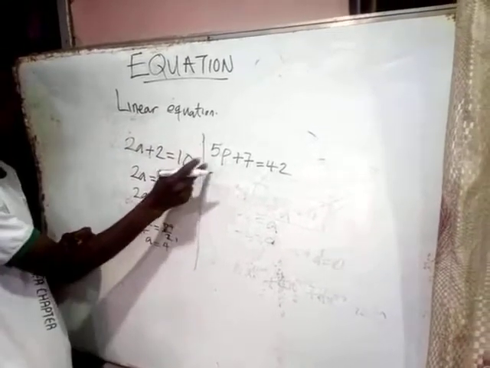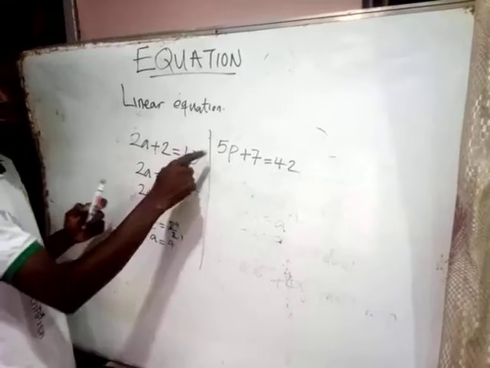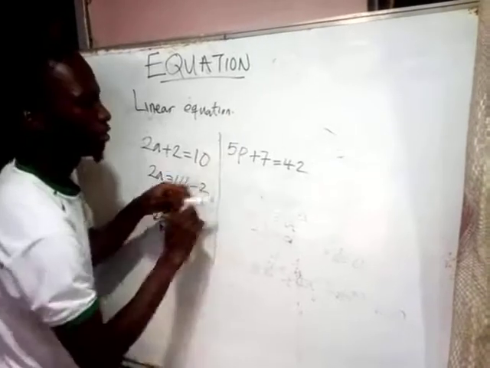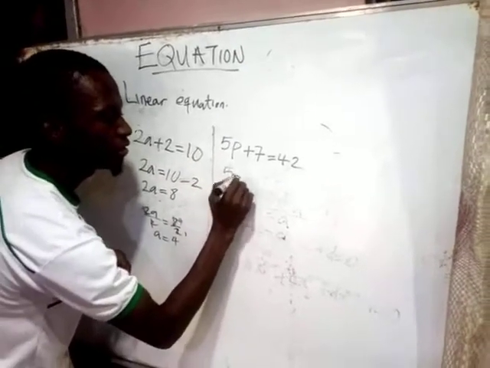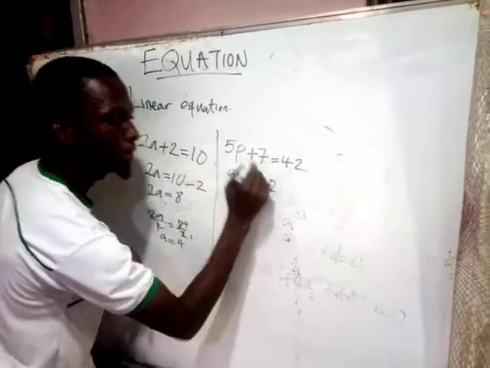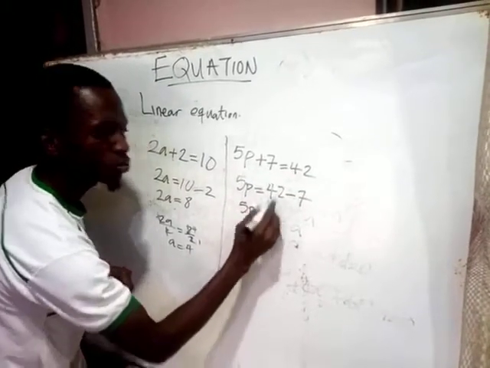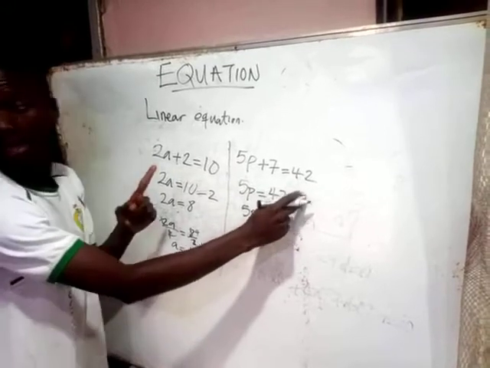What are we looking for? p. What is disturbing p? 5 and plus 7. So the one you can take now is plus 7. So it will be 5p = 42 - 7. 5p = 42 - 7 is what? 35.